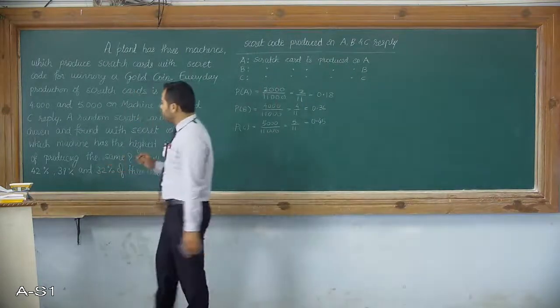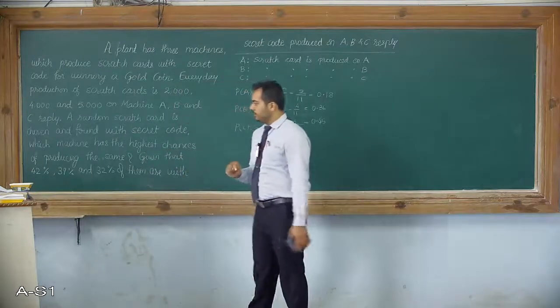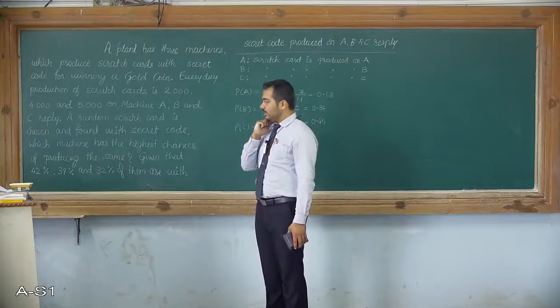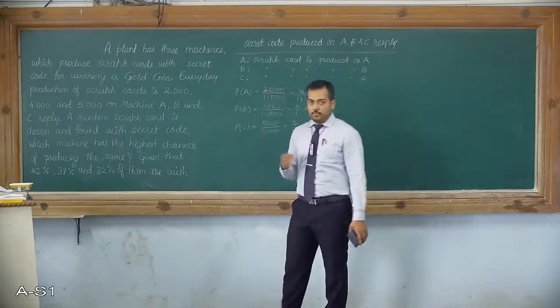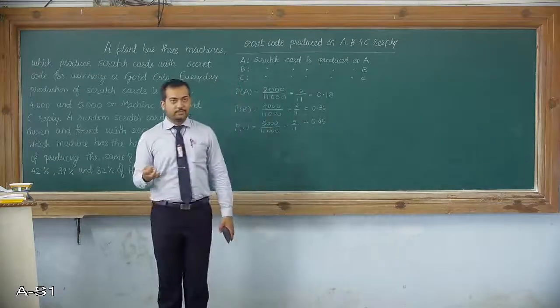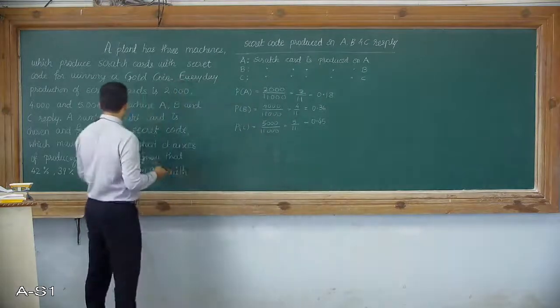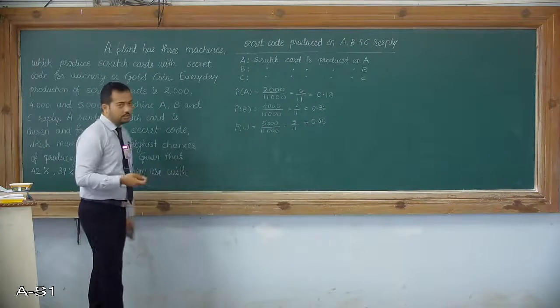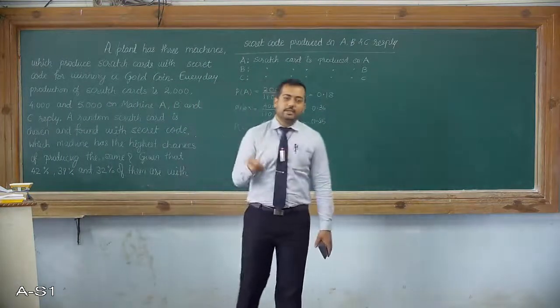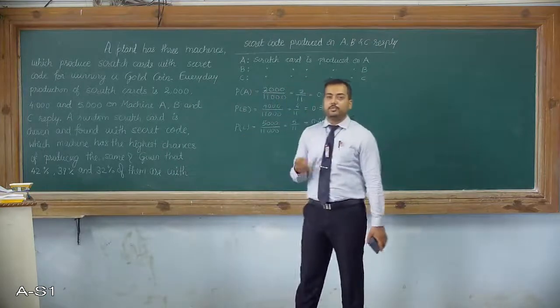Now, what we need to calculate is which machine has the highest chances of having produced a card which is with a secret code. Now the other things, this 42%, 39% and 32%, are given: those are the probabilities of a secret code given that the card was produced on those machines.